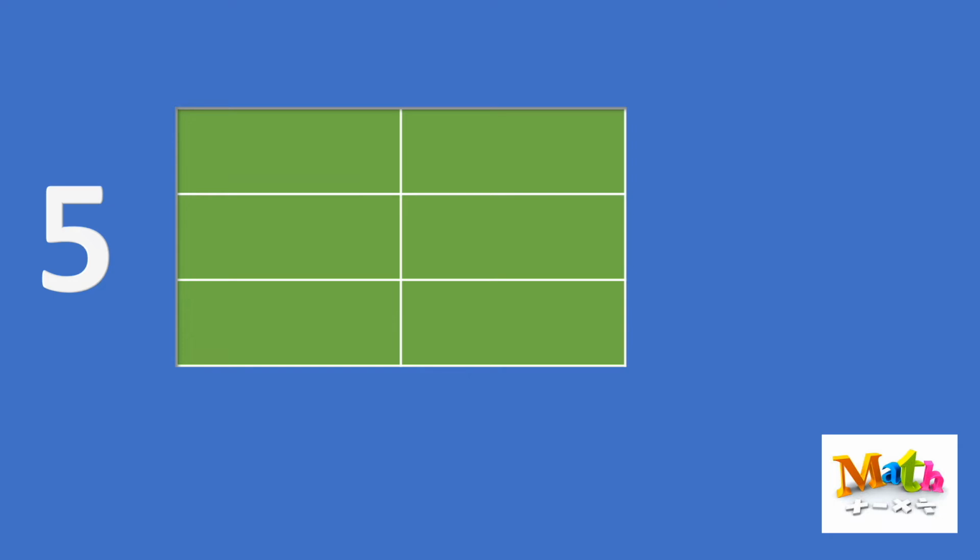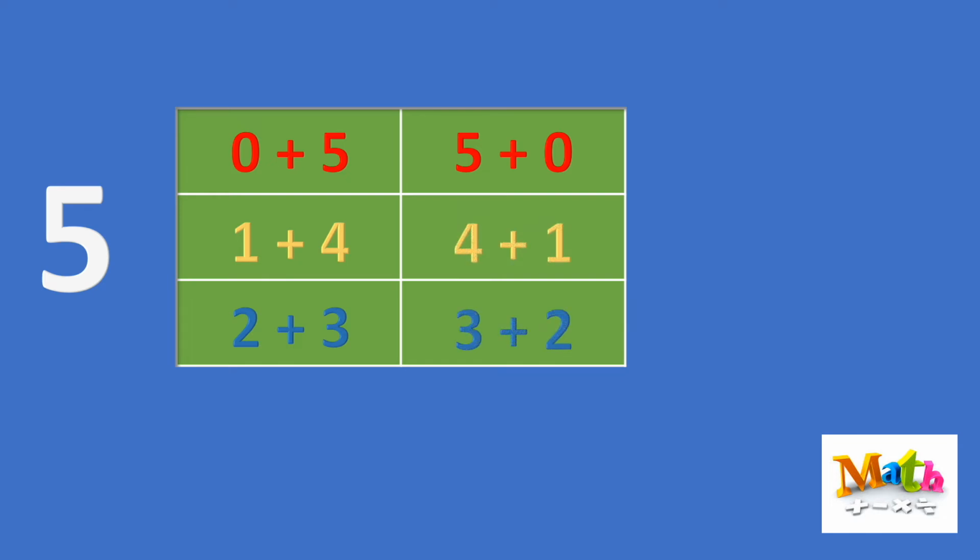So let's take one final example. What are the number partners for 5? The number partners are 0 plus 5, 1 plus 4, 2 plus 3, 5 plus 0, 4 plus 1, 3 plus 2. What are the switch partners this time? The switch partners are 0 plus 5, 5 plus 0, and 1 plus 4, 4 plus 1, and 2 plus 3, and 3 plus 2.